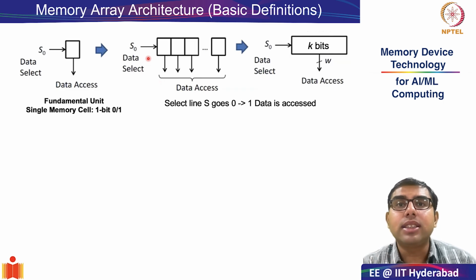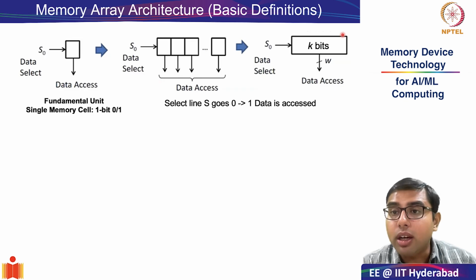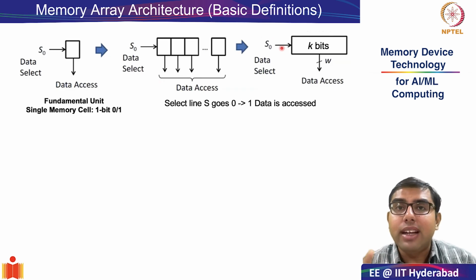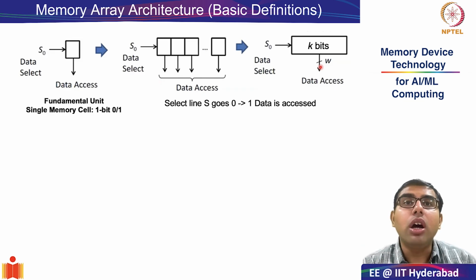What is done is that a bunch of bits, here shown as k bits, are organized in a fashion called one word, and we will soon see what a word means. And this single data select bit gives access to one word of information. What is this one word? These are k individual bits organized in a row-wise fashion.